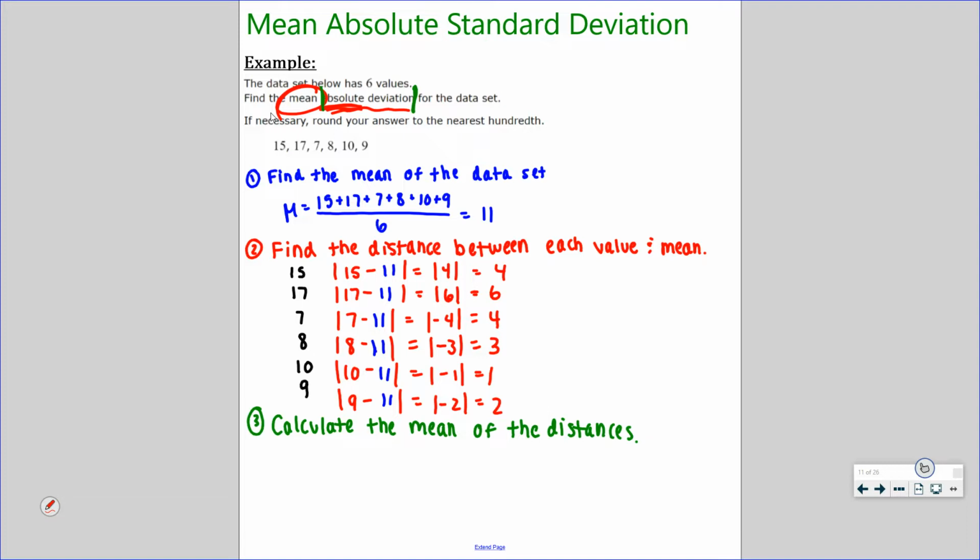So I'll start with my first one here. The deviation from 15 was 4 plus 6 plus 4 plus 3 plus 1 plus 2. So again, adding up all these. And then divide by, to average, 6. All right, so you do get a decimal, and I believe in ALEKS they always have you round to 2 decimal places. So we'll do that here.